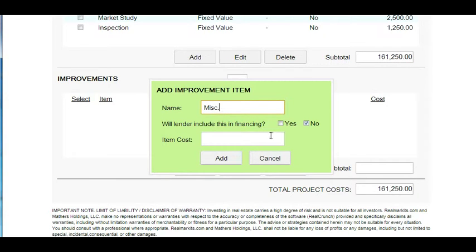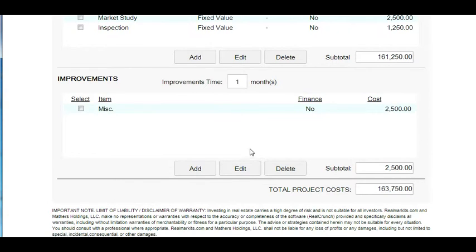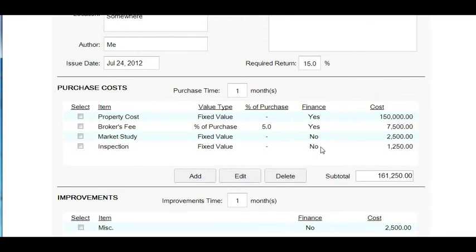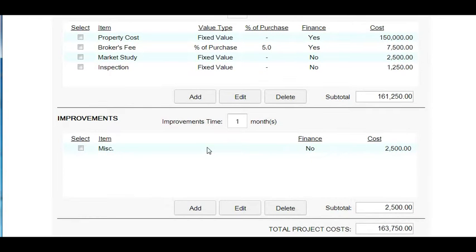Say we have some miscellaneous improvements. The lender won't include them in financing. So yeah, $2,500. Alright, so there we go. We have our total project cost for acquiring. We got 1 month of improvement time. We're assuming that we have to do the improvements before people can rent. If you don't, you can leave that at 0, and then you'll go right from purchase to the holding period.